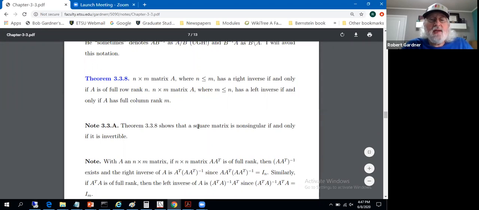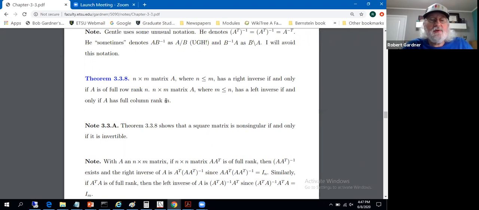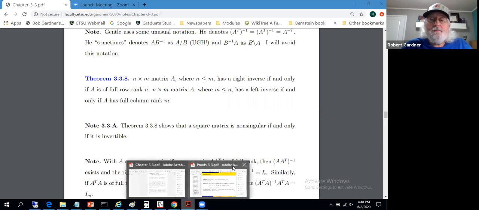All right, so claims about left and right inverses. An n by m matrix A, where n is less than or equal to m, has a right inverse if and only if A is full row rank. An n by m matrix, where m is less than or equal to n, has a left inverse if and only if matrix A is full column rank. Notice in both cases, the full was associated with the smaller dimension. n was smaller, and we talked about row rank, n being the number of rows. m was smaller, the number of columns, and we talked about full column rank. Let's go through the proof of that.